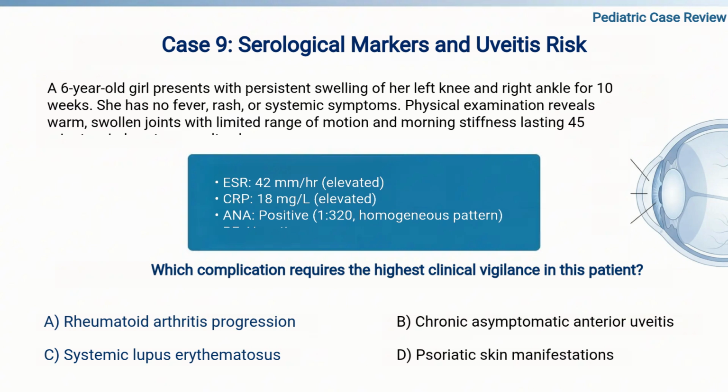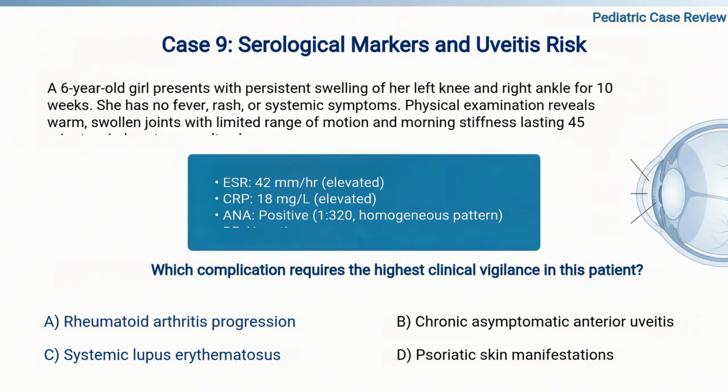C-reactive protein 18 milligrams per liter, elevated. Antinuclear antibody positive at 1 to 320 with homogeneous pattern. Rheumatoid factor negative, and anti-cyclic citrullinated peptide antibodies negative. Which complication requires the highest clinical vigilance in this patient?